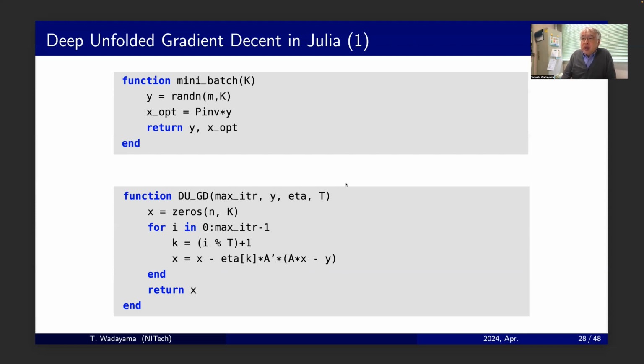Okay, and you see there is the variable k. k represents the mini-batch size. The next block indicates the details of the gradient descent. x is initialized to the 0 vector. And then you can see we have the gradient descent step, like x equals x minus eta k times A transpose times (Ax minus y). This is the gradient descent step. So this is a very simple implementation.